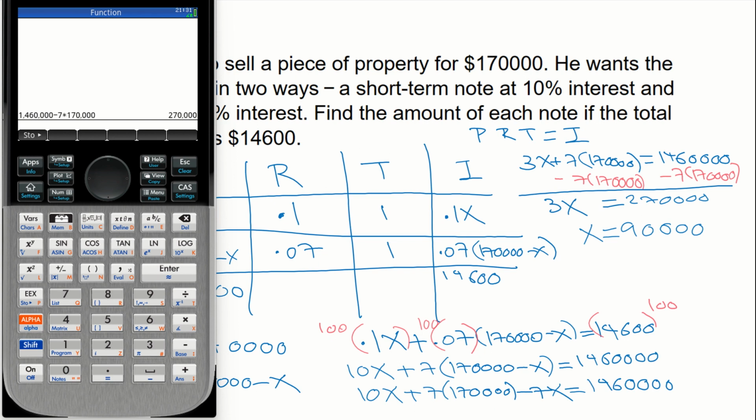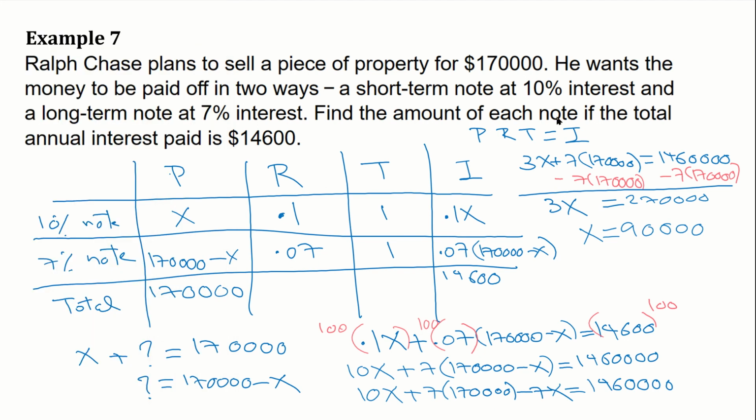All right. So it says find the amount of each note if the total annual interest is this much. So what we just found was the amount of the 10% note, right? So we need to also find the amount for the 7% note, and that's easy. That's just going to be 170,000 minus 90,000, right? So that, of course, is just 80,000.